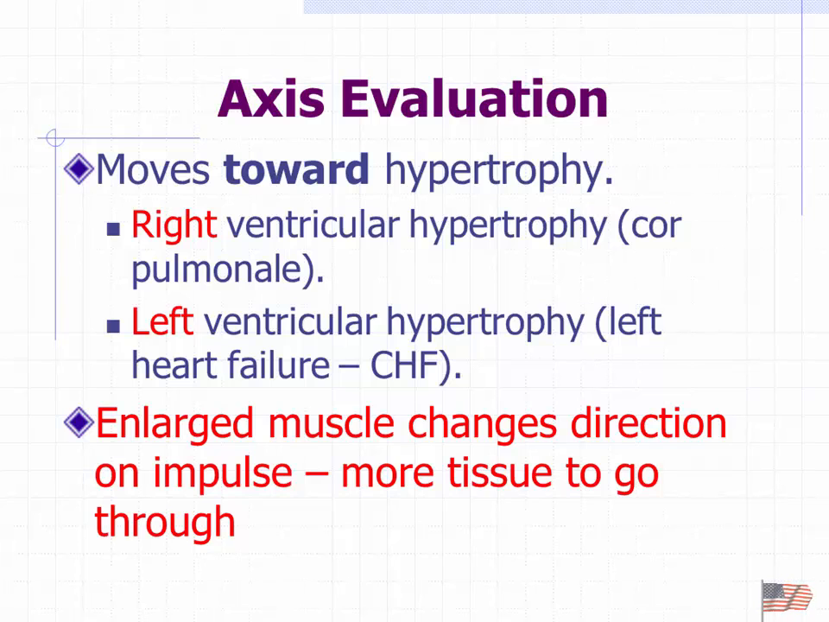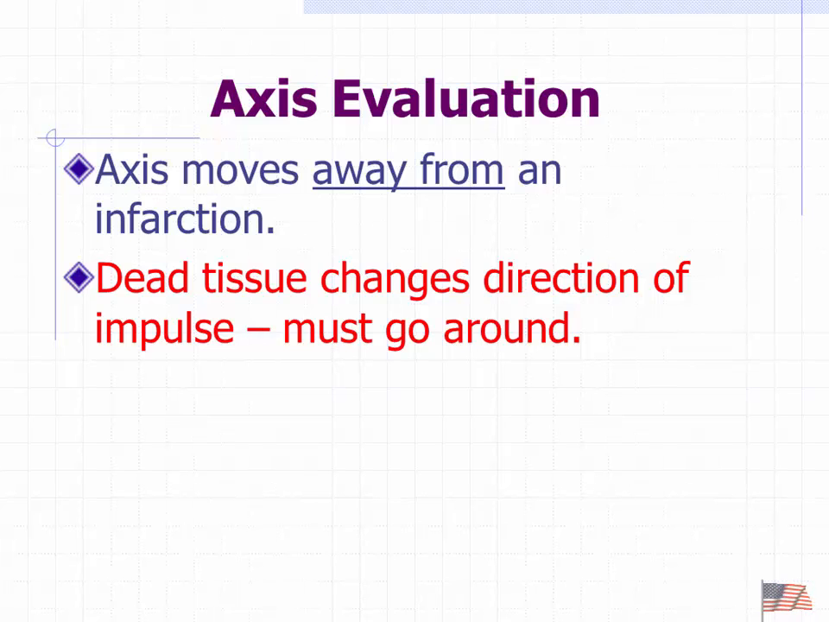So in the case of right ventricular hypertrophy, what we call cor pulmonale, I'm going to see an axis deviation that's pushing towards that. Same would be true with left heart failure, CHF, where the left ventricle becomes large. That enlarged muscle mass changes the direction because there's more muscle to go through. But if it's going to the left, isn't that how it normally goes? No, it goes even further to the left. Okay. Hold that thought. And away from an infarction, as we said. Dead tissue can't go towards it. It actually goes away from it.